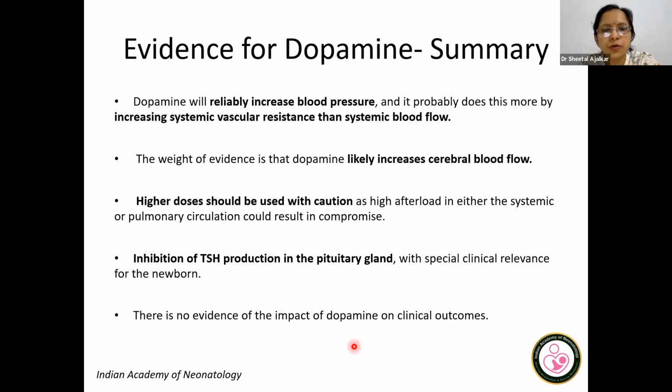So, summarizing for dopamine, it increases the BP by increasing the systemic vascular resistance, but it does not increase the cardiac output as reliably, and high doses are not really beneficial. And TSH production can be less, so we have to watch for that.